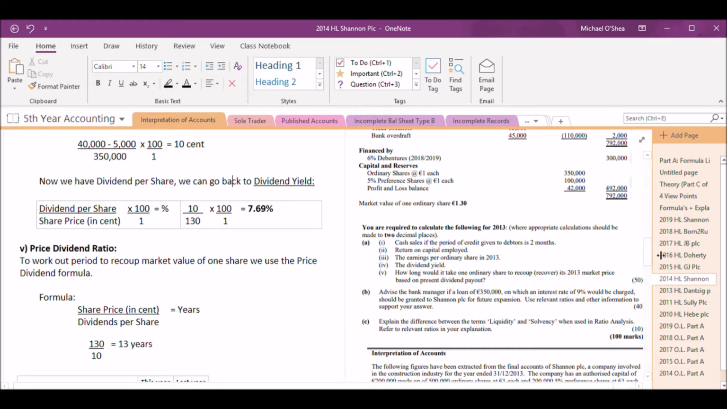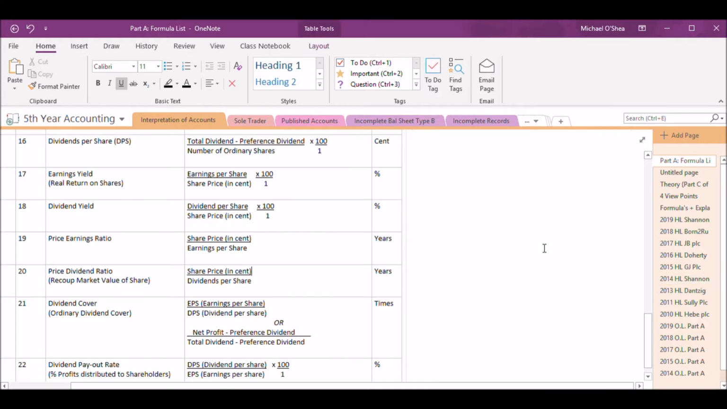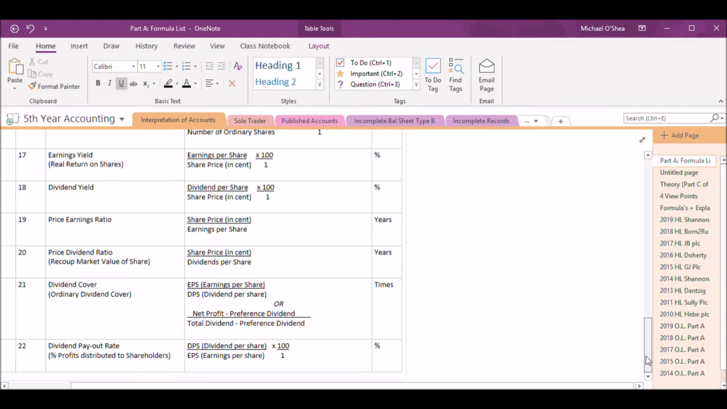Last one is: how long will it take one ordinary share to recoup or recover its 2013 market price based on present dividend payout? A lot of information there, but in the formula list I've given you, the last one is my dividend payout rate, my price dividend ratio. It's the recouping of the market value. So they can phrase these in a couple of different ways.